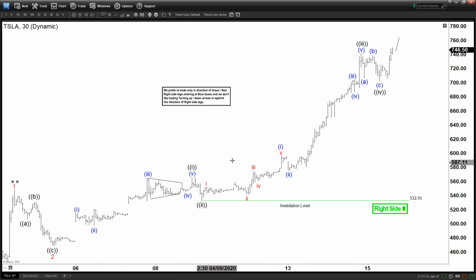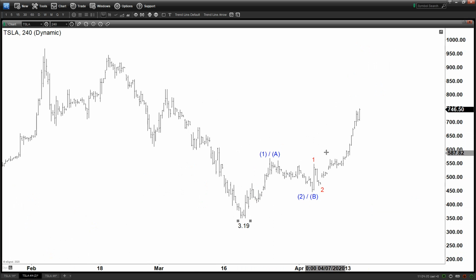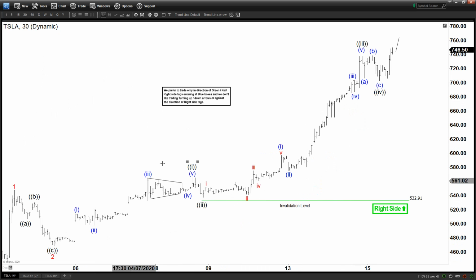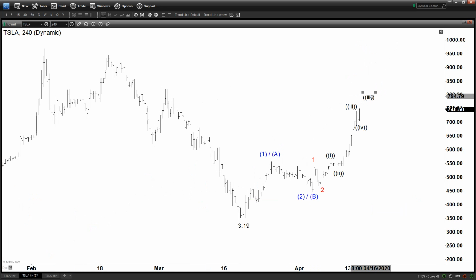So let me move. This is 1 and 2 in black here. This is your 1 and 2 right here in the 4-hour chart, just to make it clear. And this is your 3 and 4. And so now we are looking to finish 5 of 3, just like the 1-hour chart here is showing. So now we are in the process of ending 5 of 3, and then it's going to continue higher.